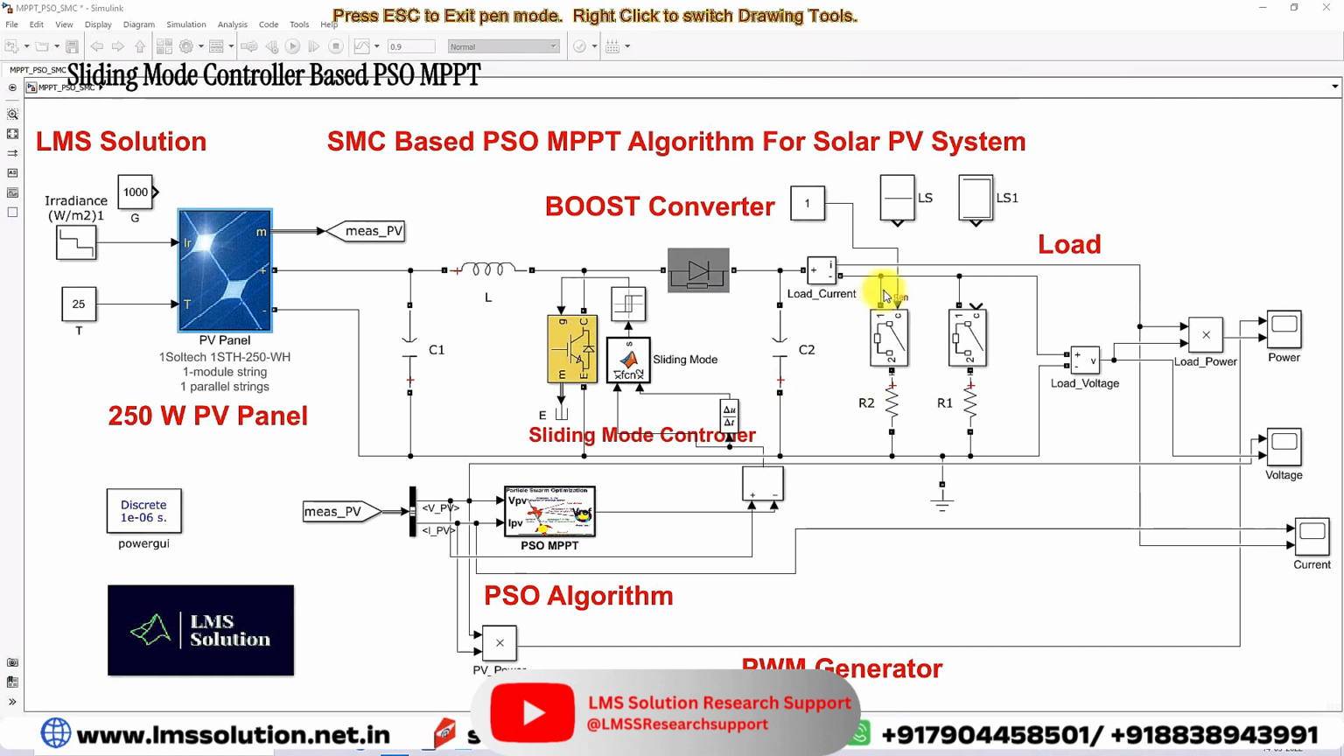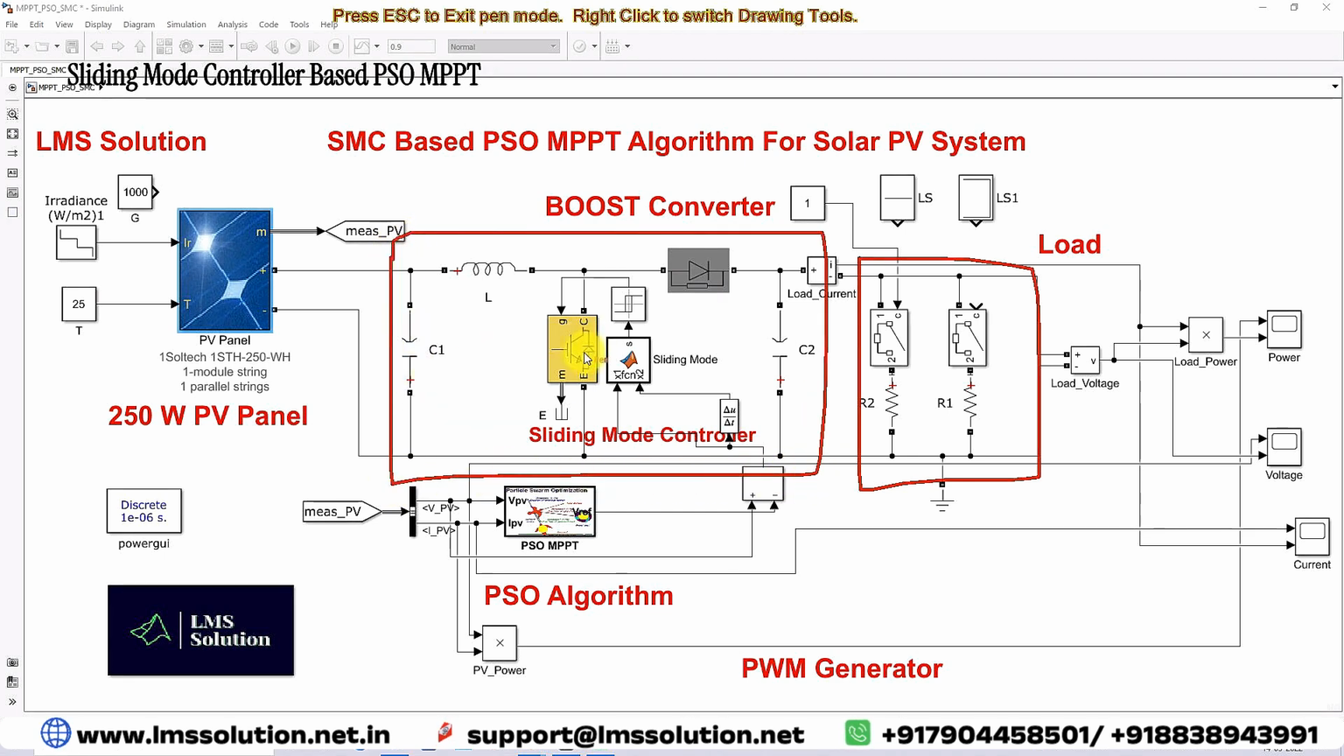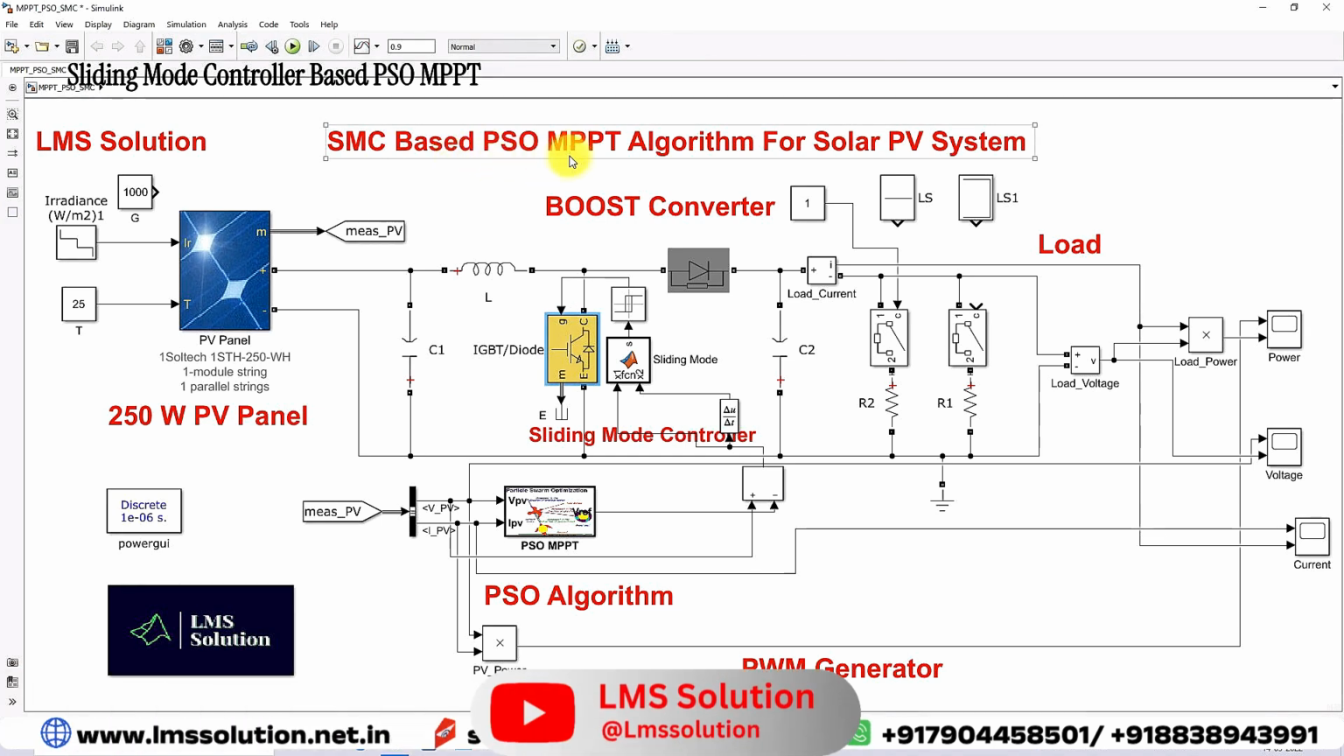A load is connected to the PV panel via boost converter. This boost converter is connected between solar PV panel and the load. This boost converter is going to act as a power modulator in order to extract the maximum power from the PV panel. The boost converter IGBT switch is going to be controlled by means of a sliding mode controller based PSO MPPT.